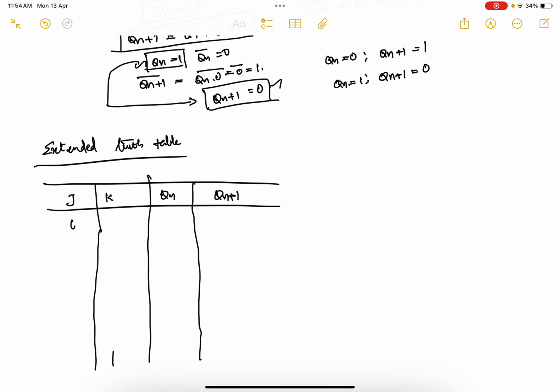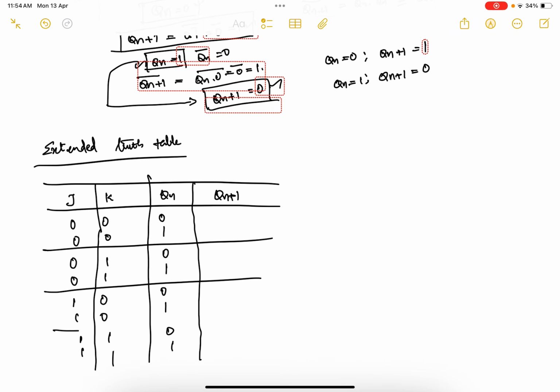Okay, Qn plus 1. It may be either 0 or 1. If it is 0 0, present state can also be either 0 or 1. And for the 0 1 condition, present state can be either 0 or 1. And for 1 0 condition also, present state can be either 0 or 1. For 1 1 condition also, present state can be either 0 or 1. Now we want to check it. What will be my condition?